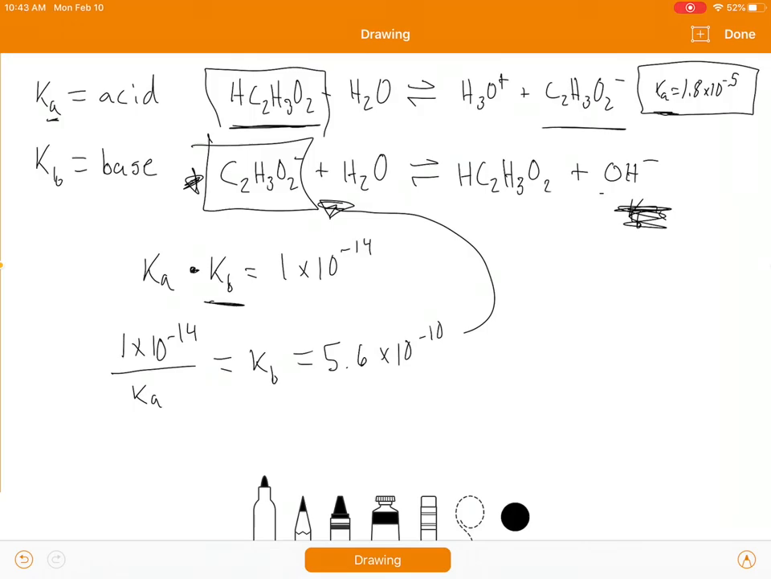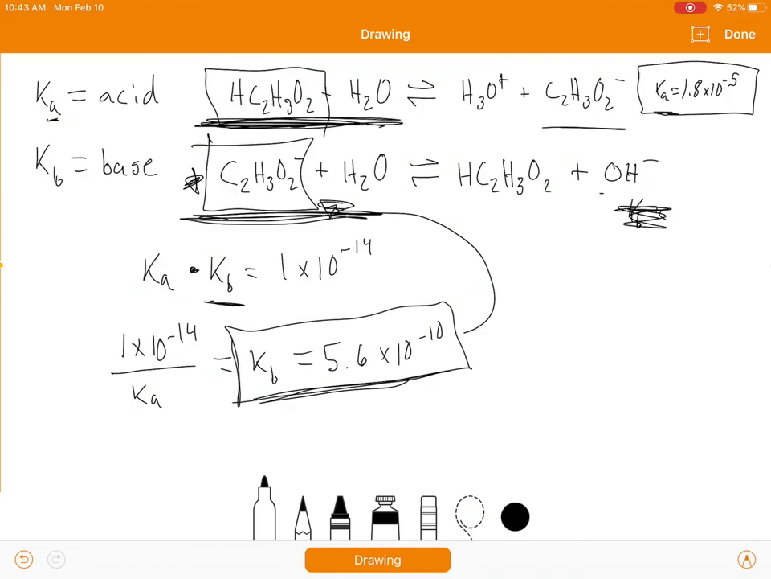Now here's the thing. What does this mean? Well, this means that in the base equation, it's less than 1. It's a lot less than 1, so this also favors the reactants. In both these situations, the reactants are favored. Acetic acid is not a strong acid. Acetate is not a strong base. And if you compare the Ka value to the Kb value, notice that acetic acid's Ka value is larger than acetate's Kb. That means acetic acid is a stronger acid than acetate is a base.